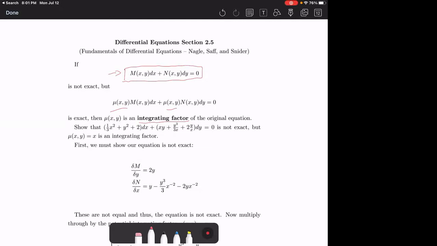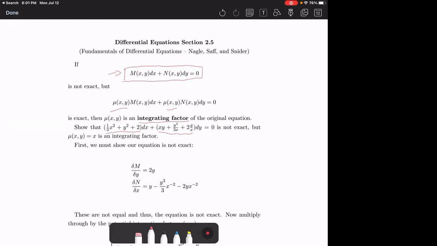We're going to show how that works with an example. We're going to show that (1/3)x squared plus y squared plus 2 times dx plus xy plus y cubed over 3x plus 2 times y over x dy is equal to 0 is not exact, but if we multiply by mu equals x, x will be an integrating factor, so that will be exact.